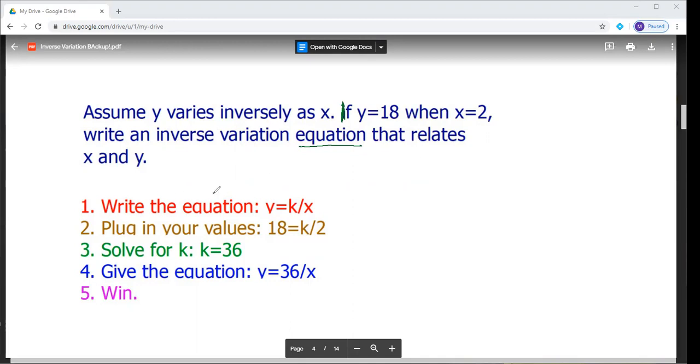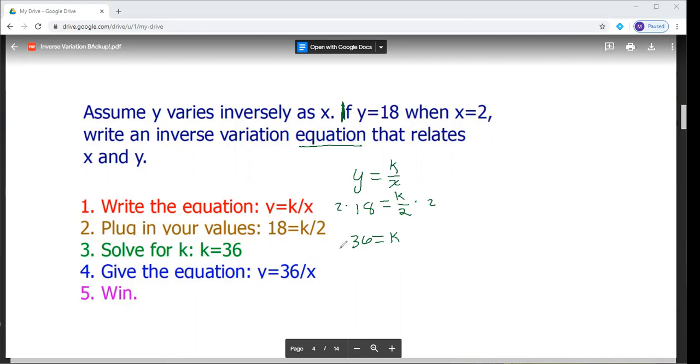Now we know, write the equation y equals k over x. You can just start with, okay, I remember it's y equals k over x because it varies inversely. All right, plug in your values. My values are y is 18 and x is 2, so 18 equals k over 2, and then we need to solve for k. So times 2 to both sides, and we have k is equal to 36. Now, this has not finished our problem.